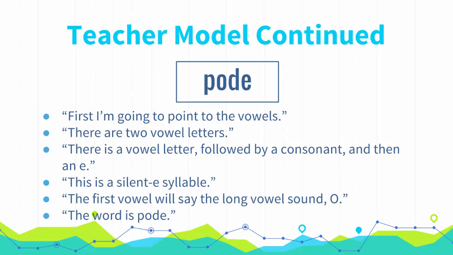Continue with the following routine. First, I'm going to point to the vowels. There are 2 vowels. There is a vowel letter followed by a consonant and then an E. This is a silent E syllable. The first vowel will say the long vowel sound O. The word is pod.